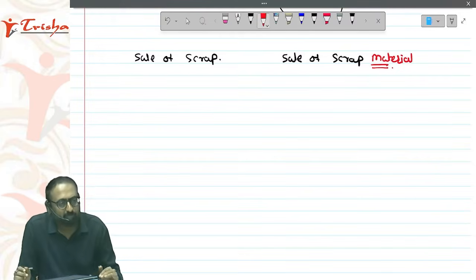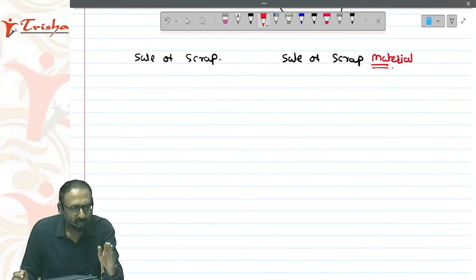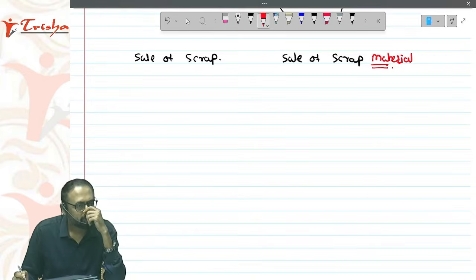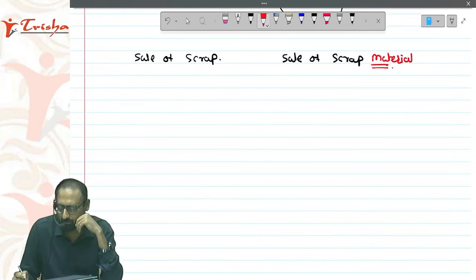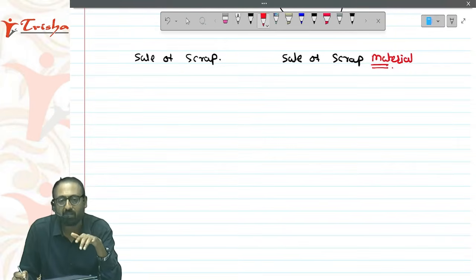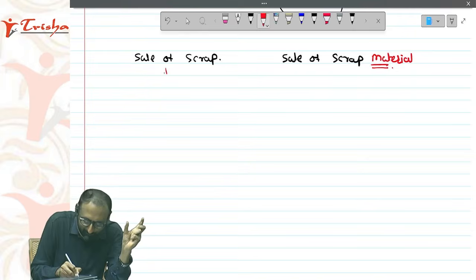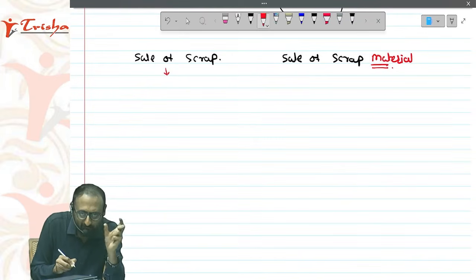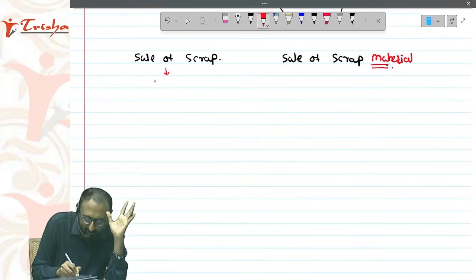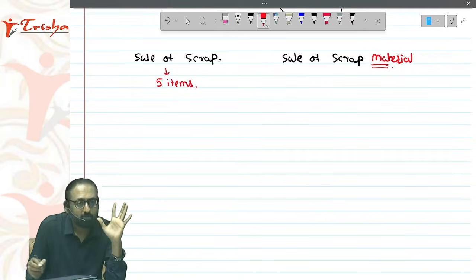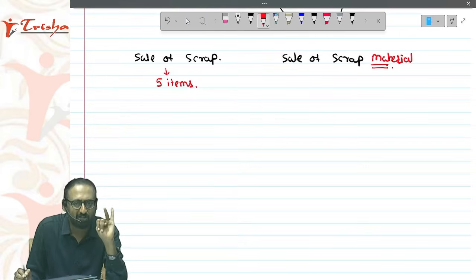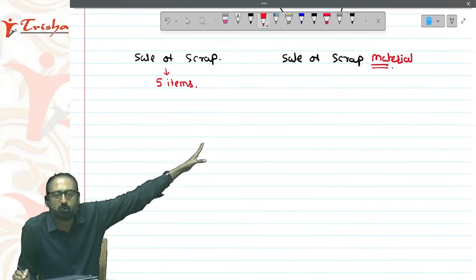Read, sir. What have I written? Sale of scrap, different treatment. If only the words sale of scrap are used, as opposed to sale of scrap of material, then it will be adjusted in those 5 items. Which are the 5 items? Quality control, research and development, administration related with the production, less sale of scrap.